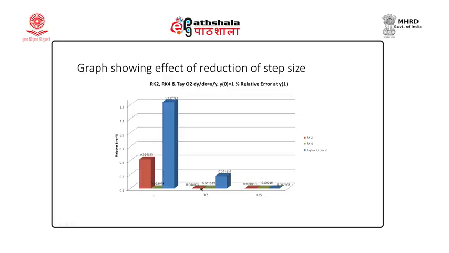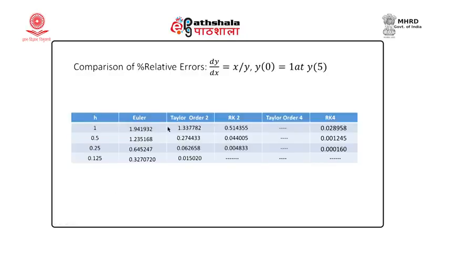also, for step size 0.5 and 0.25, practically no error. Only Taylor order 2 has 1.37% here, and here it has come down to 0.27%. So, RK2 is very good, and RK4 and RK2 are widely used. Taylor order formulas are practically not suitable. So, this is a comparison.